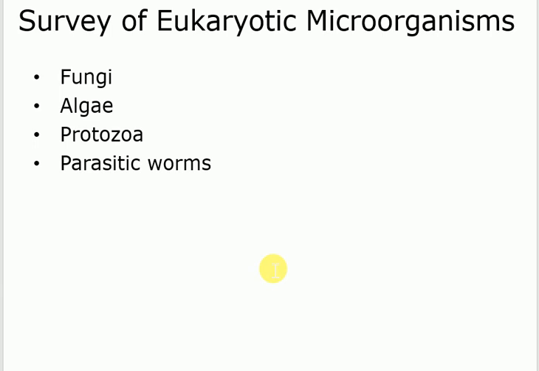Okay, now we will go to the specifics. What are the eukaryotes that we need to know? Fungus, algae, protozoa, and parasites. And we will need to know details about each one of those. Fungus, algae, protozoa, and parasites. These are all eukaryotic organisms, microorganisms.